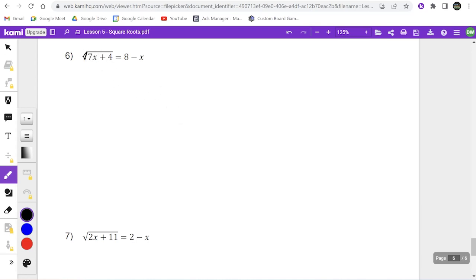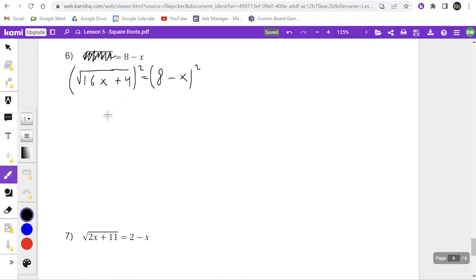It's not root 7x plus 4. It's actually root 16x plus 4. I apologize for that. But the right side is still the same. So this is actually the problem. I have a typo. So anyways, I'm going to square both sides, as always.